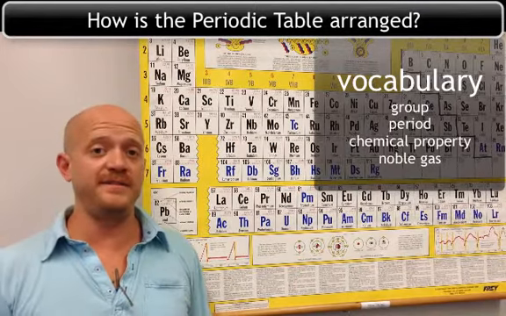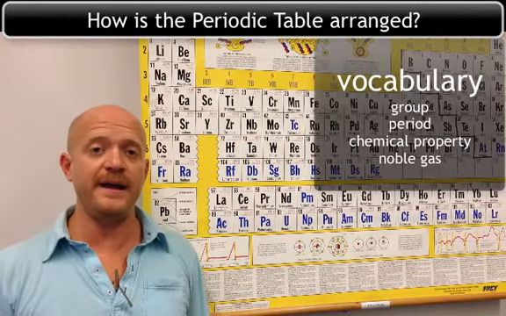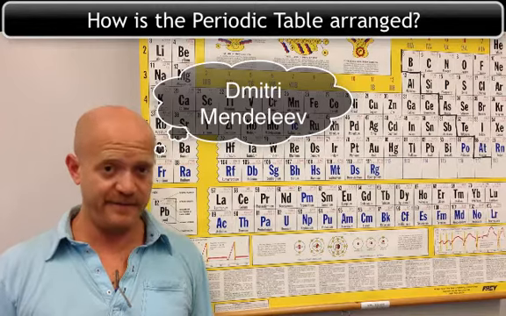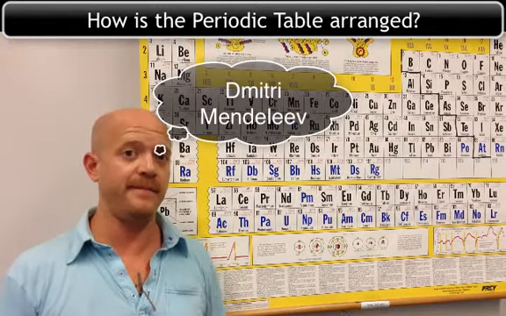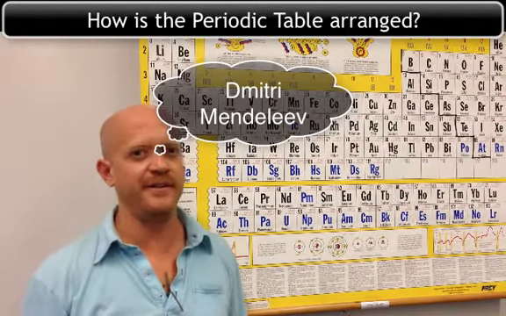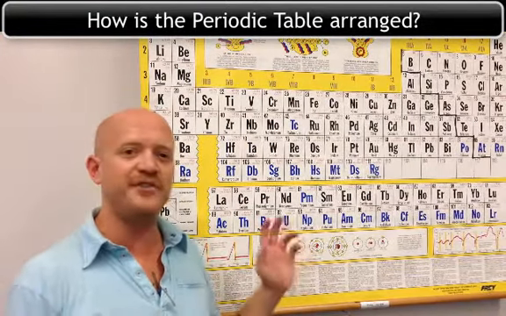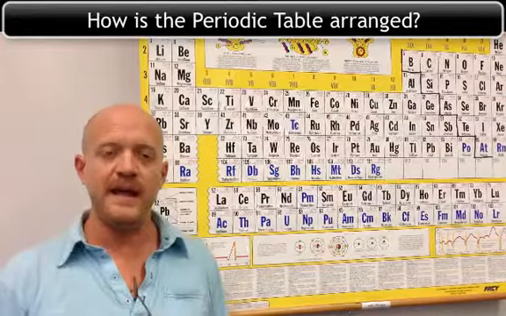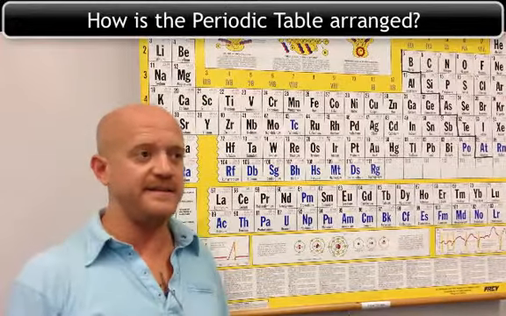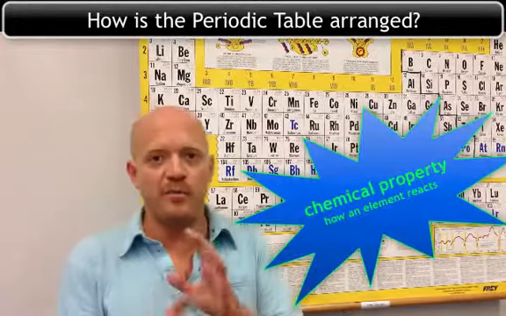The periodic table was developed in the 1800s by a man named Dmitry Mendeleev. Now you don't have to remember that name, but if you do see it, you should be familiar with it. Mendeleev was a Russian scientist that discovered certain trends when you looked at elements. He organized these elements according to their chemical properties.